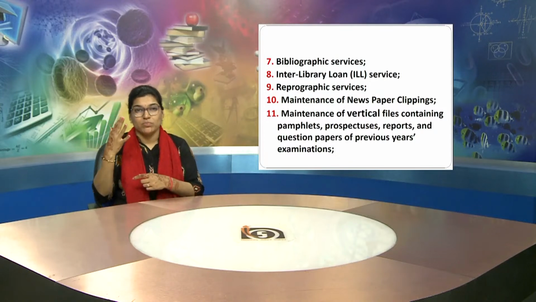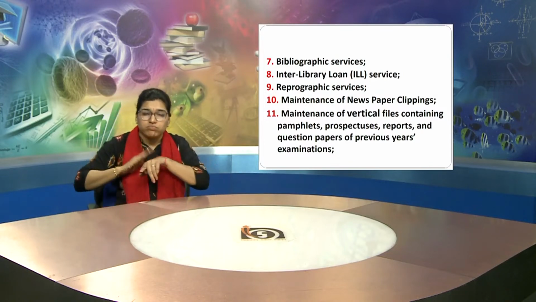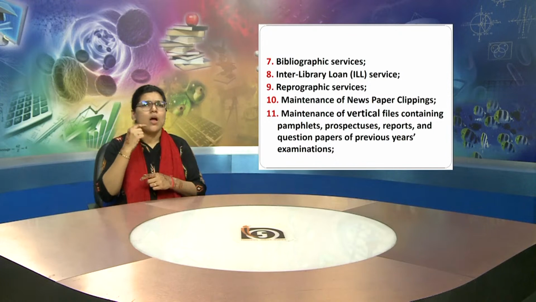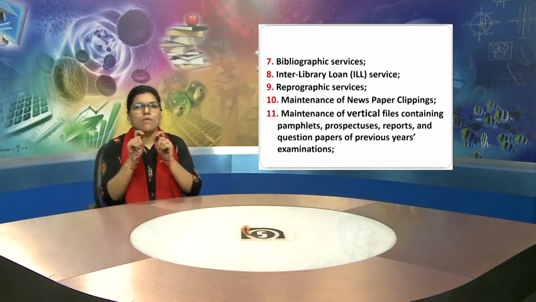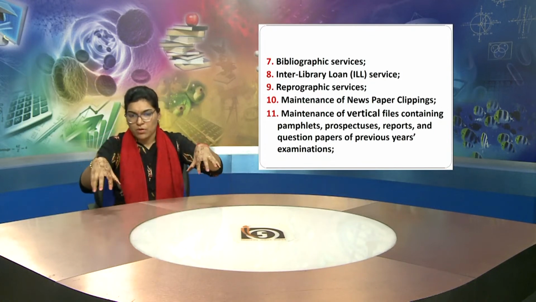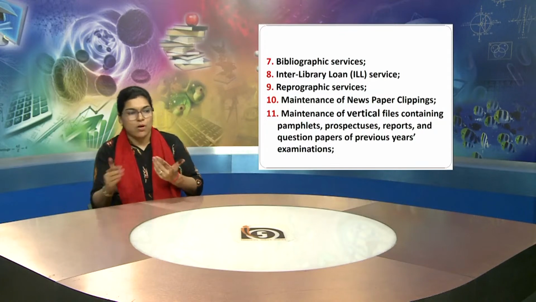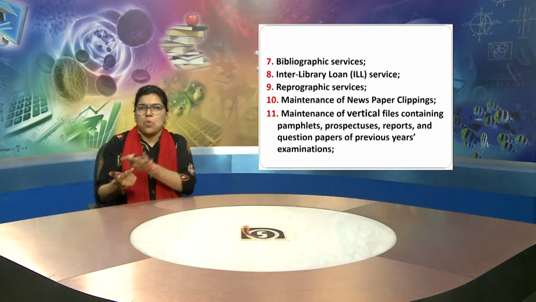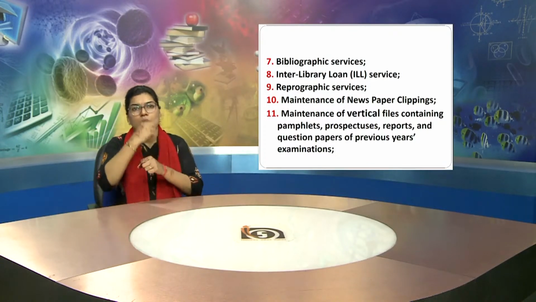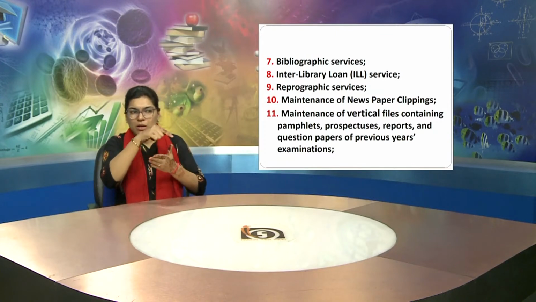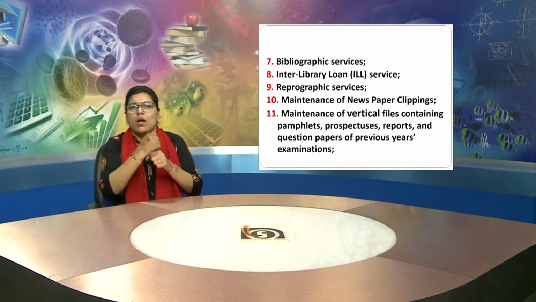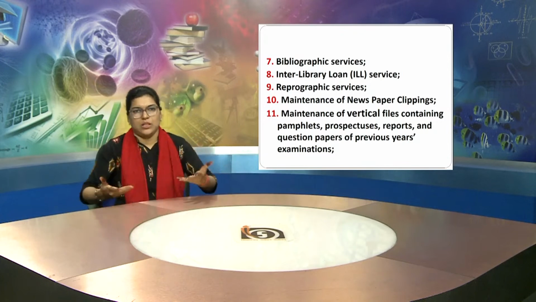Then the seventh service is about the bibliographic services. It provides all the bibliographic services to the user. And then the eighth service is interlibrary loan service. It explains that whenever there are 2 libraries or 3 libraries or more, those books can be interchanged or lent as per the library rules.